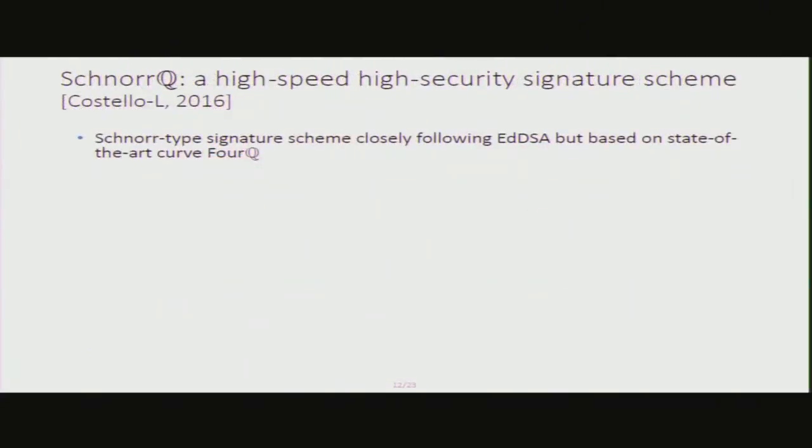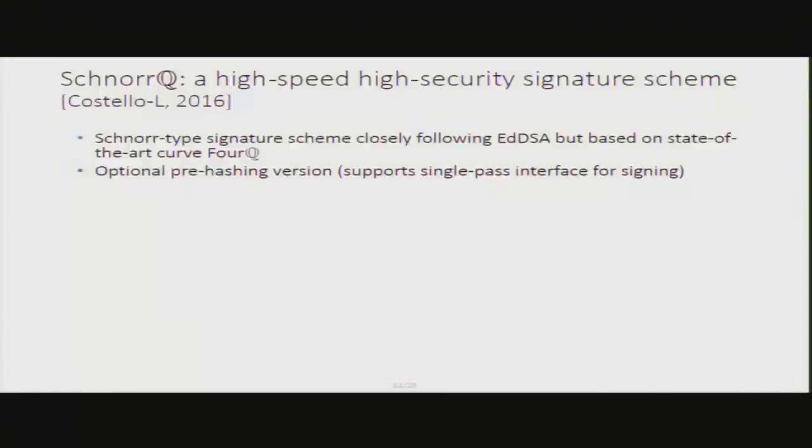Now, the next part is that we wanted to do something about signatures, so we came up with a specification of a high-speed, high-security signature scheme, and we call it SchnorrQ, which is basically a Schnorr-type signature scheme closely following the EdDSA specification, but in this case using FourQ. So we apply some changes in some cases. As in the case of EdDSA, we have two versions. One using pre-hashing, which is efficient to support a single-pass interface for signing.